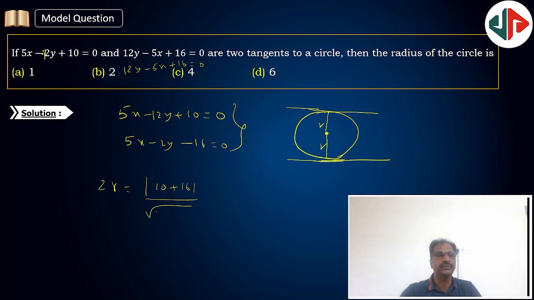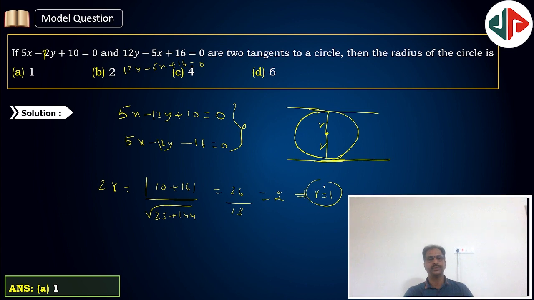First equation is wrong. It should be 5x minus 12y plus 10 is 0. Second equation is correct. Now 2r is equal to mod of c1 minus c2 by under root a square plus b square. So this is 26 by 13, which is 2. 2r is 2, radius is 1. Option A. So there is a mistake in the first equation. The first equation should be 5x minus 12y.